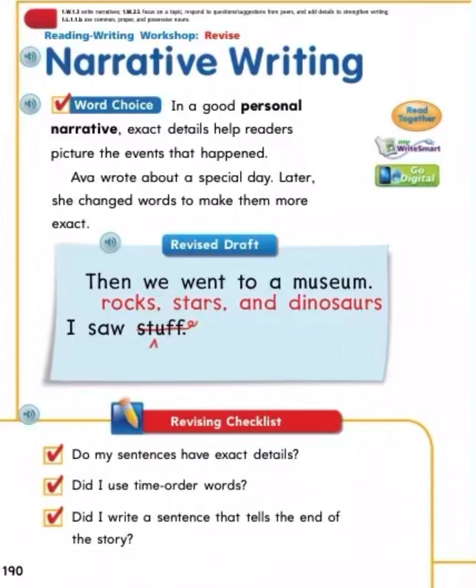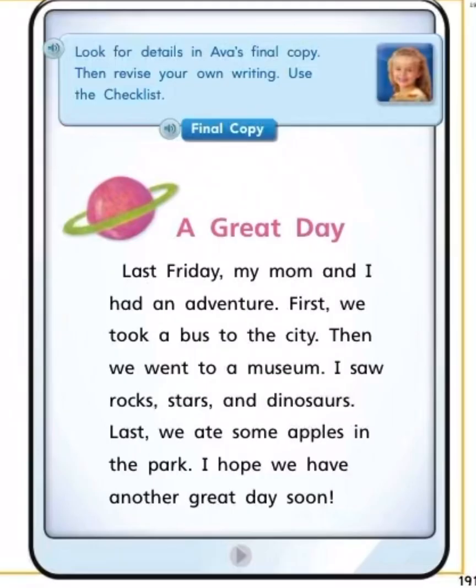Revising checklist. Do my sentences have exact details? Did I use time-ordered words? Did I write a sentence that tells the end of the story? Look for details in Ava's final copy. Then revise your own writing. Use the checklist. Final copy.